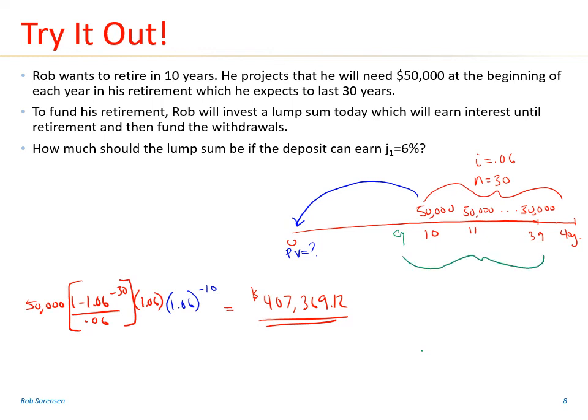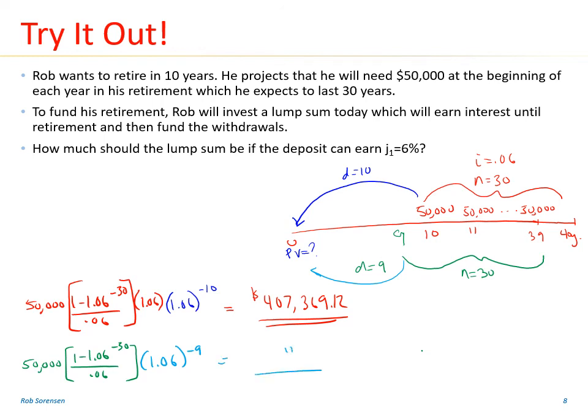I would go from 9 to 39. n would equal 30. And then d would only be 9, not 10. Right? Remember we had d equal to 10 up top before. Now it's only 9 because we're going back from 9 back to 0. So over here, I would have had 50,000 times (1 minus 1.06 to the negative 30) over 0.06, times 1.06 to the negative 9. That equals exactly the same thing.